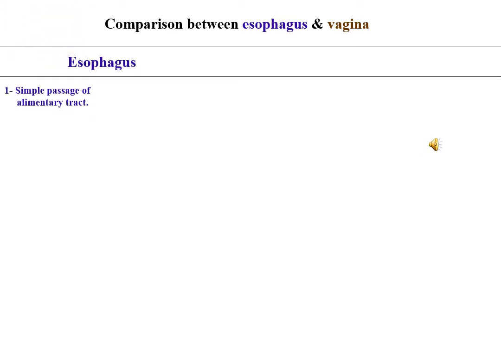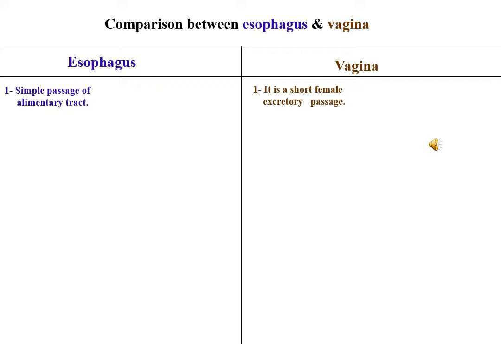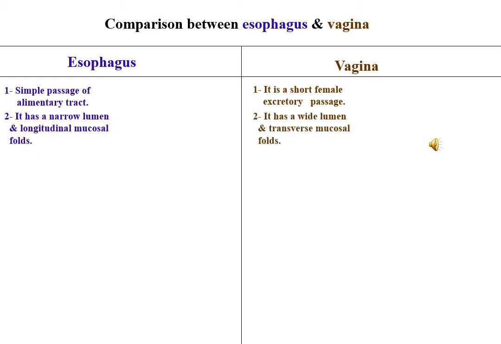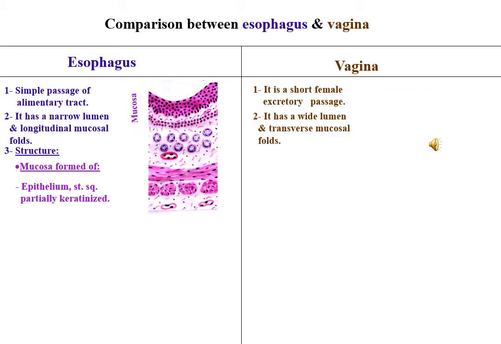Comparison between esophagus and vagina. Esophagus is a long, simple passage of the alimentary tract, while vagina is a short, female excretory passage. Esophagus has a narrow lumen and longitudinal mucosal folds, while vagina has a wide lumen and transverse mucosal folds, not well apparent. Structure: esophagus consists of mucosa formed of epithelium, stratified squamous, partially keratinized in certain animals.